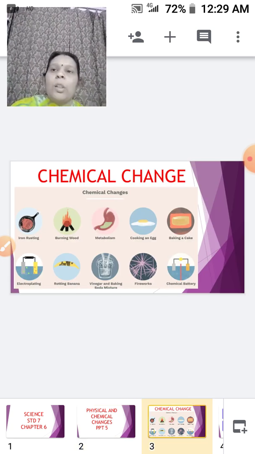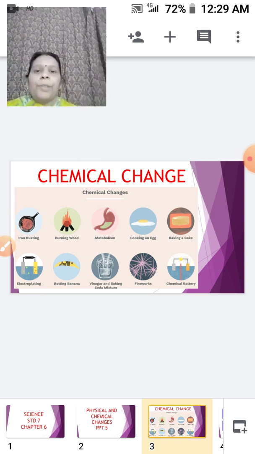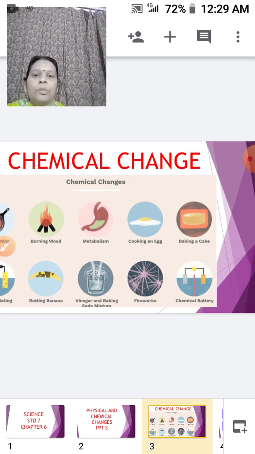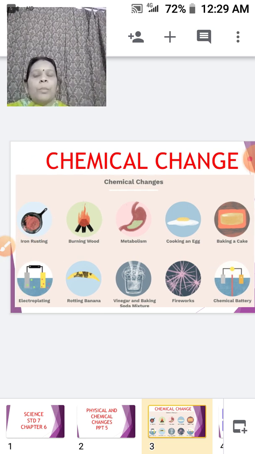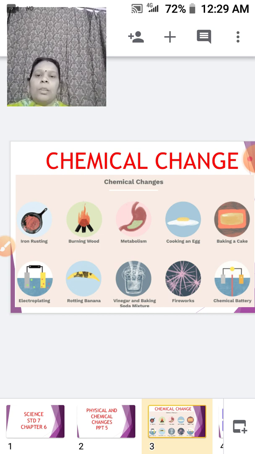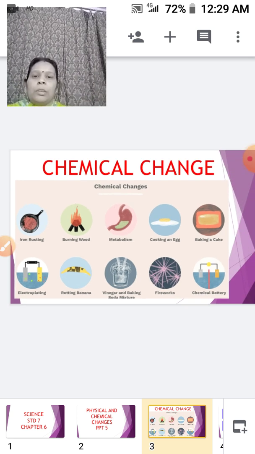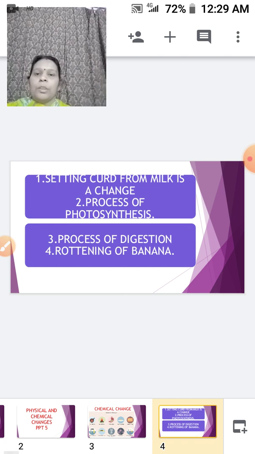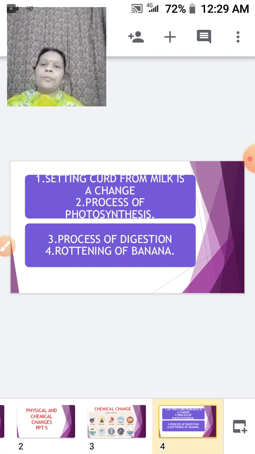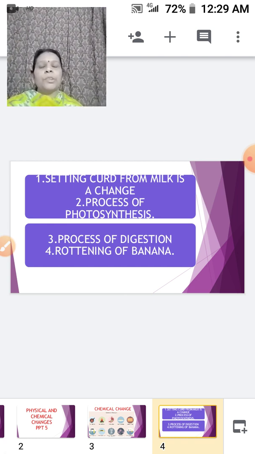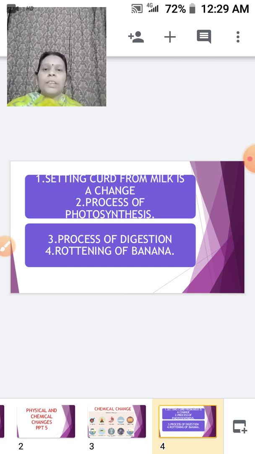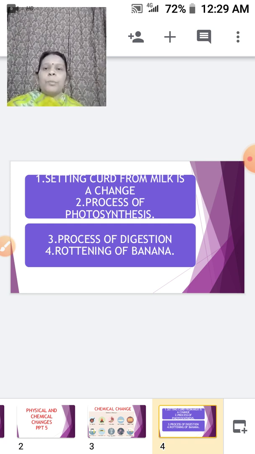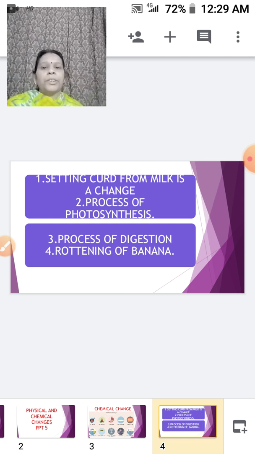Children, yesterday we were talking about the chemical changes, and when we talked about the chemical changes, we took some examples, that of baking of cake, process of photosynthesis, then burning of the fuel. So all these were considered to be your chemical changes. Apart from these changes, there were few changes which were given in your book along, and they were setting of the curd from the milk, then photosynthesis, process of digestion, and the rotting of banana.